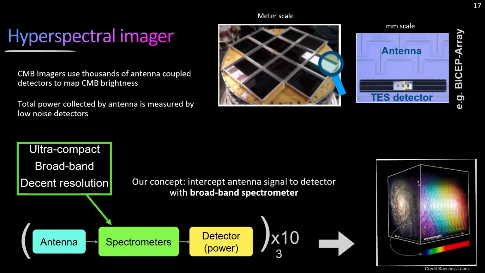So this is, again, the cryogenic focal plane of BICEP Array. If you take a magnifying glass and look in, you will have thousands of these antenna-coupled detectors. These antennas collect the photons, and they sum the power, and that power is measured by these detectors. What if we intercept that signal with a broadband spectrometer that is very compact, because I cannot increase the size of this focal plane. This is already hard to build, and has enough color resolution that I get my physics out. If I can do that, then I'll have thousands of eyes on the sky simultaneously, and you get some picture like this. You have the galaxy, but you see it in color as well.